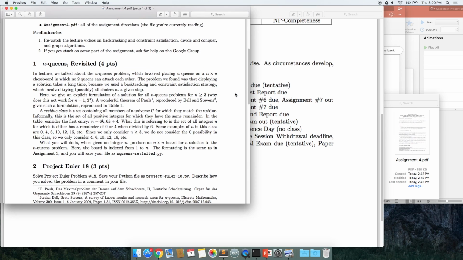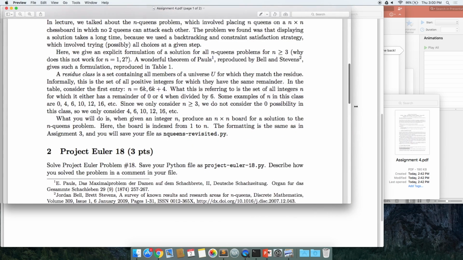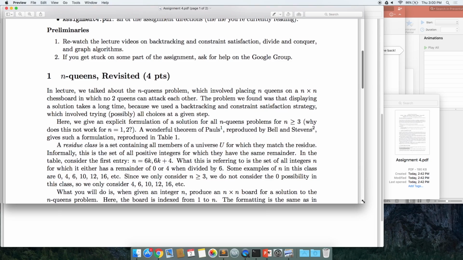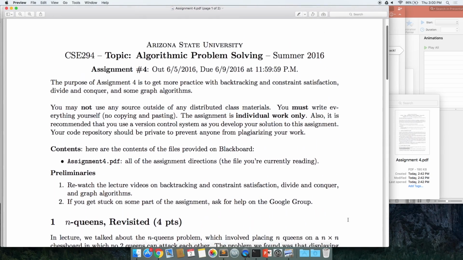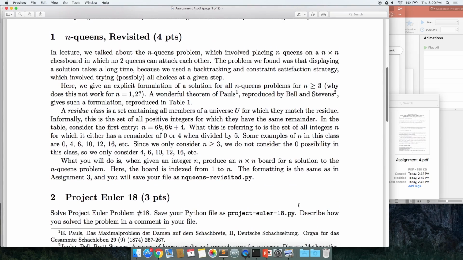Okay. So I just posted assignment 4, so let's take a look. Basically, you'll be doing a variety of problems, so it's not all about backtracking or all about algorithm design. It's just a hodgepodge of problems, basically.